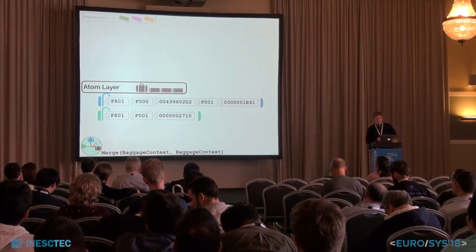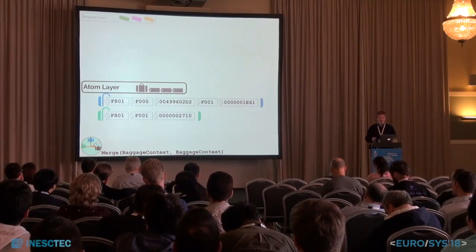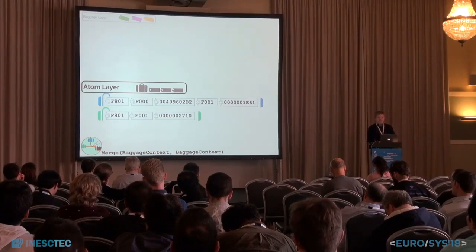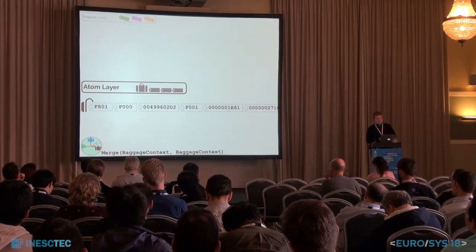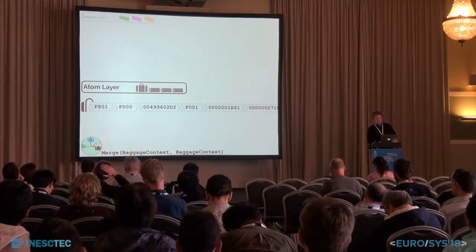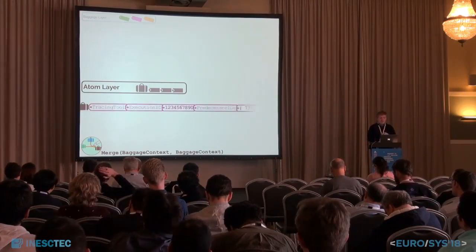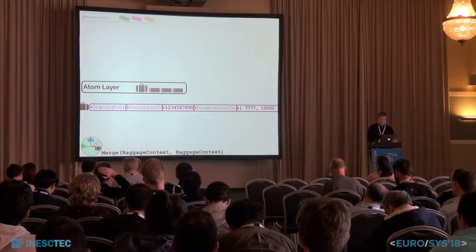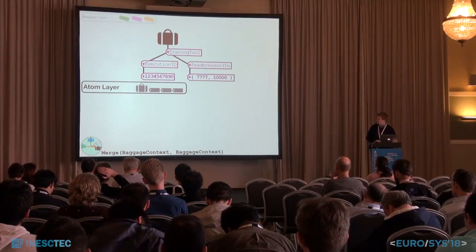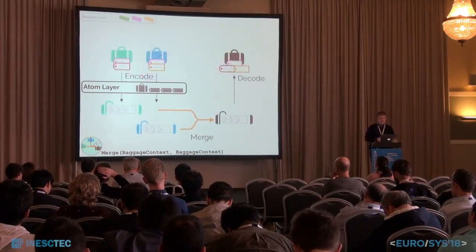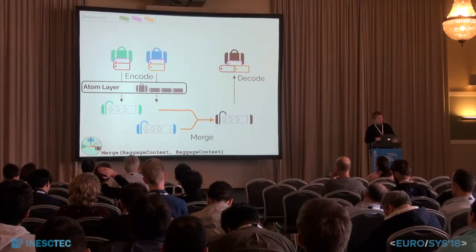Then, with those final encoded bytes, we require a single concrete merge function that operates only on the bytes. That merge function must correctly preserve the merge semantics for the baggage context tree and all data types therein, such that when we decode it, we get the correct merged object back. In the paper, we describe a merge function that achieves this.